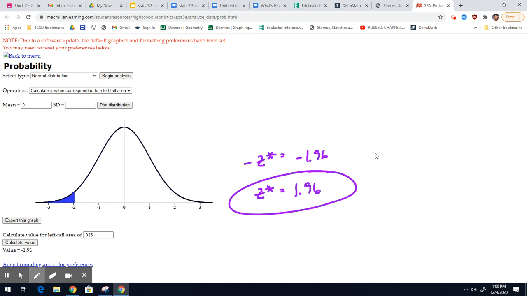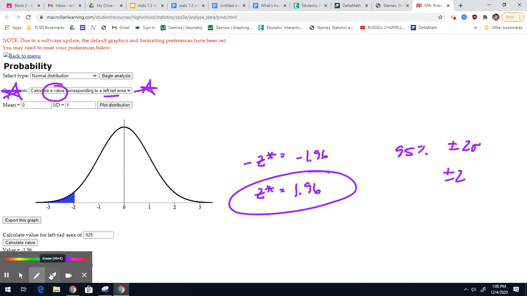And again, recall that we talked about a 95% confidence interval being roughly within plus or minus 2 standard deviations. On the standard normal distribution, that would be positive and negative 2 because your standard deviation is 1. Well, look what our z star value is, 1.96, which is very, very close to 2. So I hope that connection makes sense. Okay. So again, we got to make sure we find these z star values. And the biggest thing is don't forget to change your operation to calculate a value from a left tail area. All right, great. So that's objective 2. We're going to use this in objective 3.